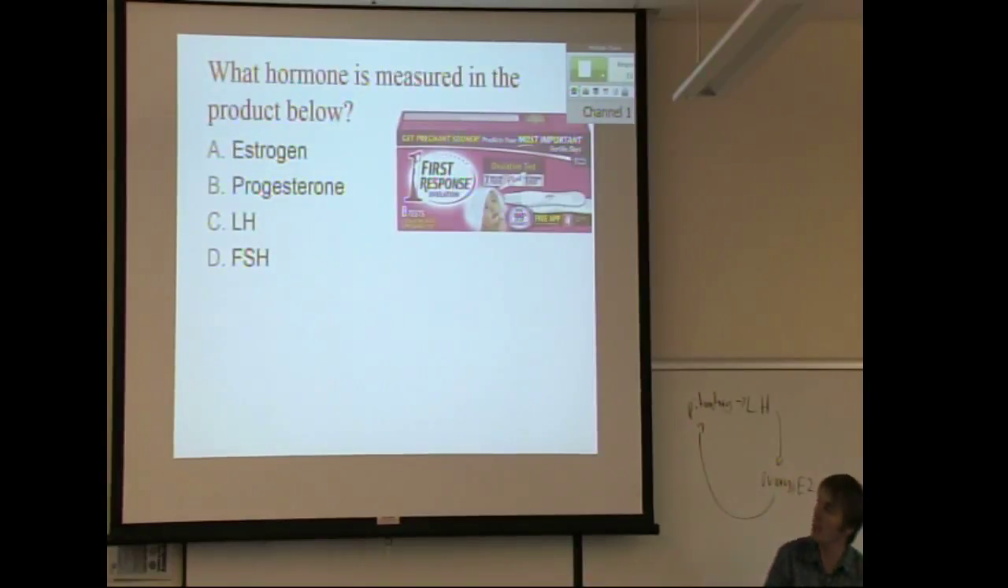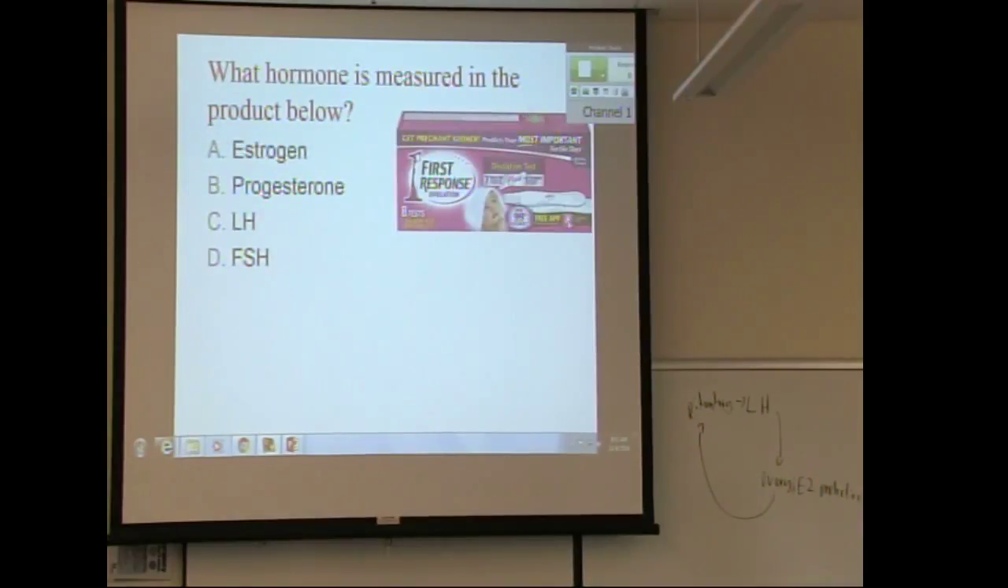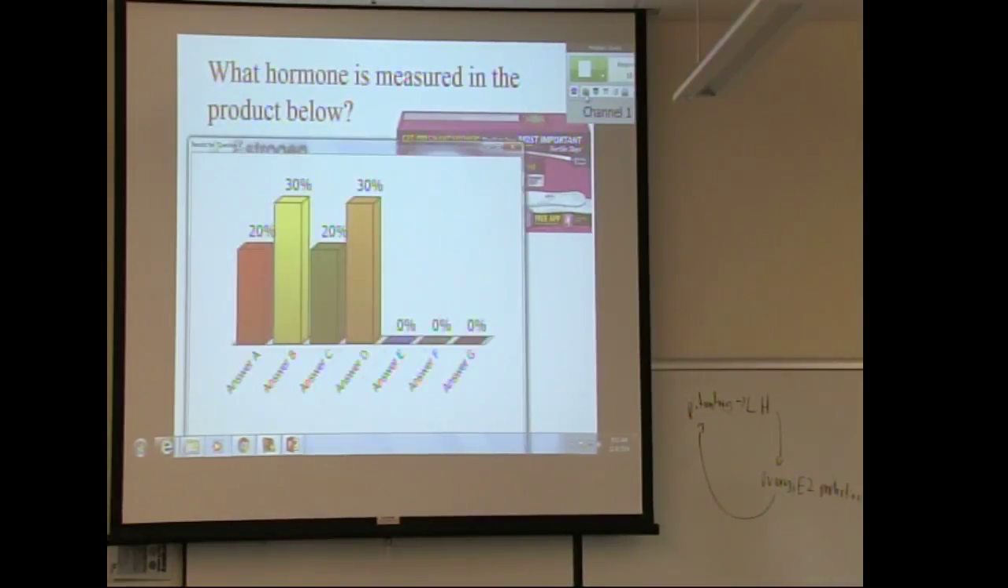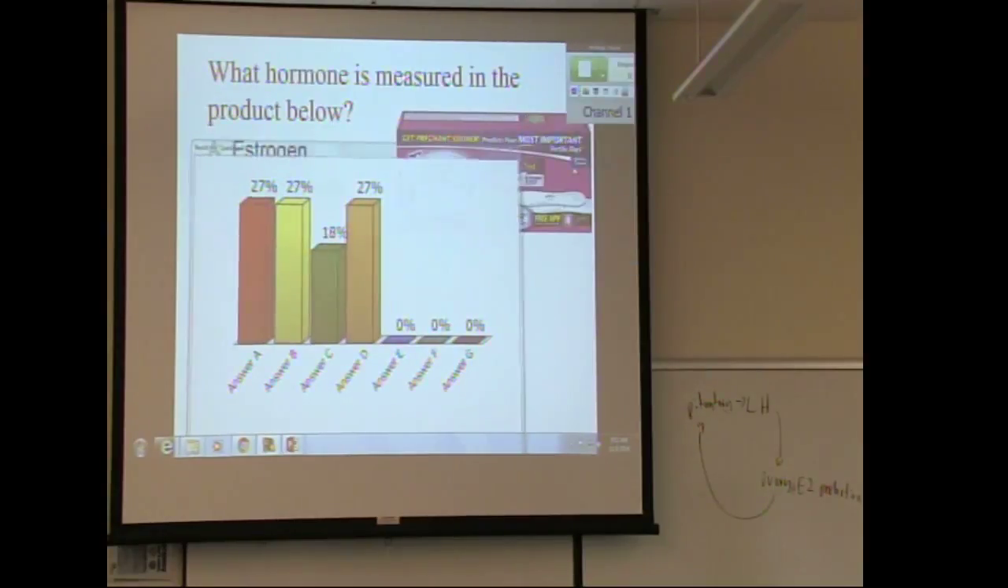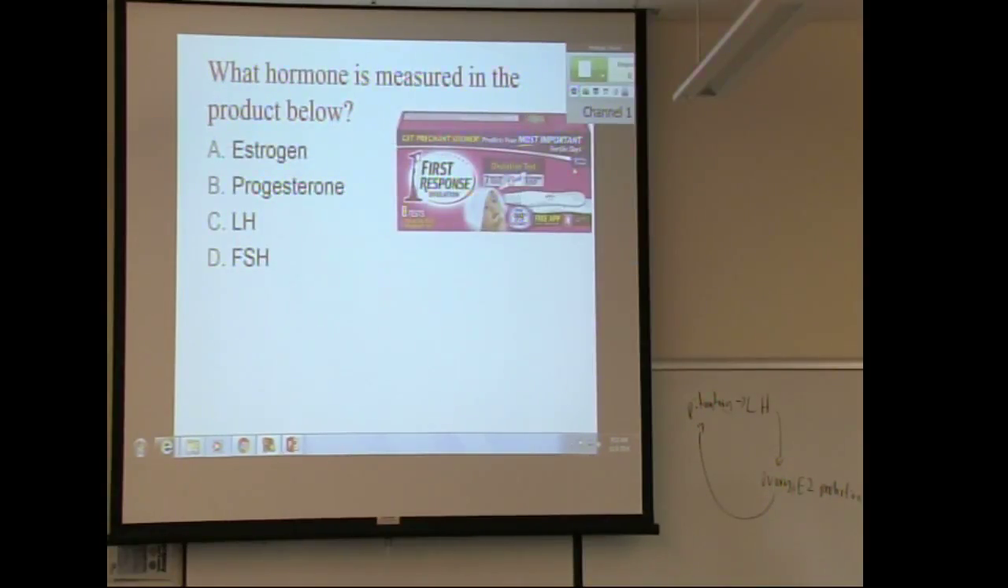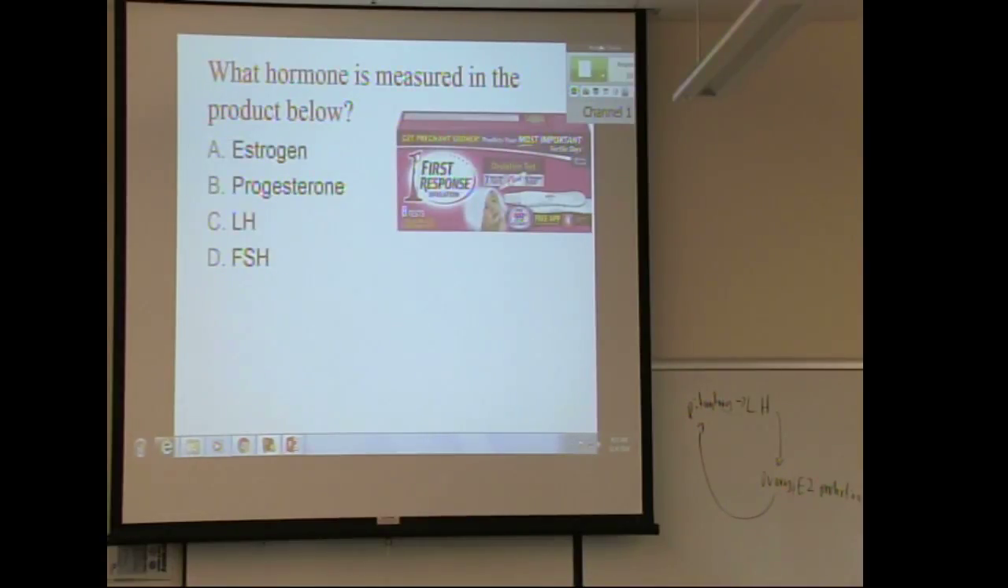All right, what hormone do you think is measured with this ovulation tester or predictor? Maybe chat with your group. Oh, well, that's quite a spread there. So what would make the most sense? Interesting. Progesterone. The answer is C. Luteinizing hormone.